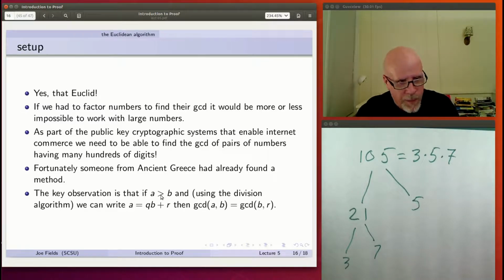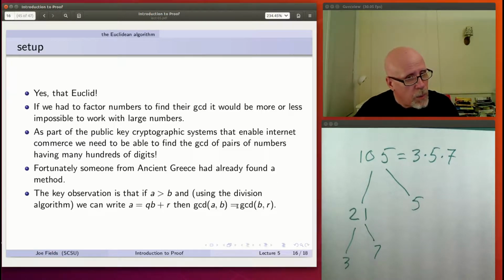So I'm calling the numbers A and B that we're looking to find the GCD of. And usually we take A to be the bigger one. If not, then switch them around, so call A the bigger one. You can use the division algorithm to write A as a quotient times B plus a remainder. Right? And here's the weird fact that almost remarkably happens to be true. The GCD of the first two numbers we started with, A and B, is exactly the same as the GCD of B and whatever remainder you got.